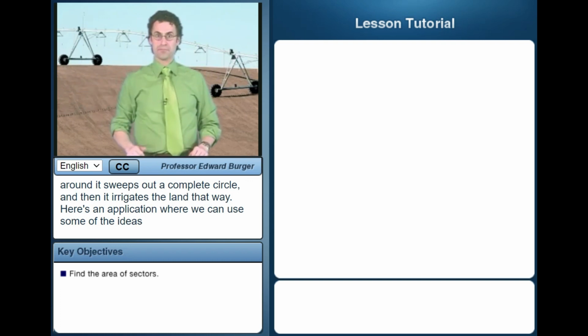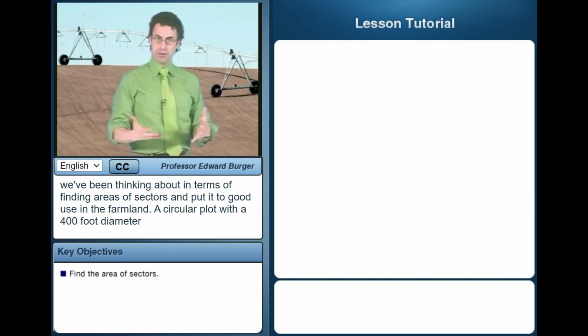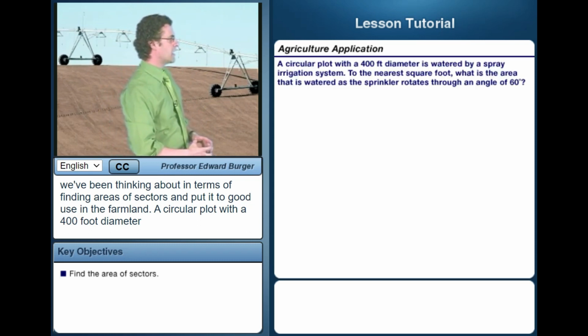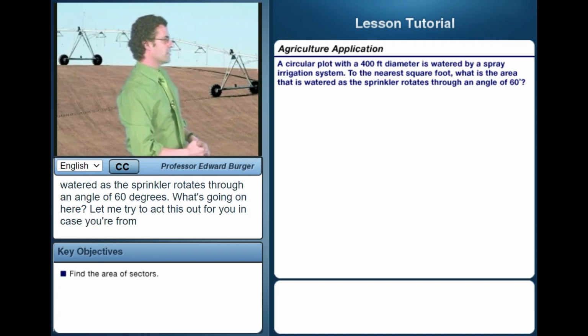Here's an actual application where we can use some of the ideas we've been thinking about in terms of finding areas of sectors and put it to good use in the farmland. So a circular plot with a 400-foot diameter is watered by a spray irrigation system. That's what I'm describing. The question is, to the nearest square foot, let's find the area that is watered as the sprinkler rotates through an angle of 60 degrees. So what's going on here?